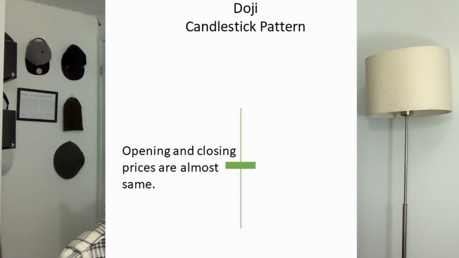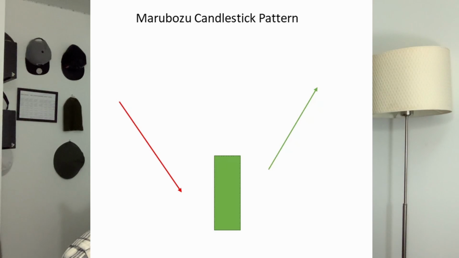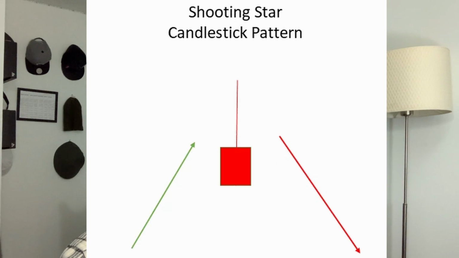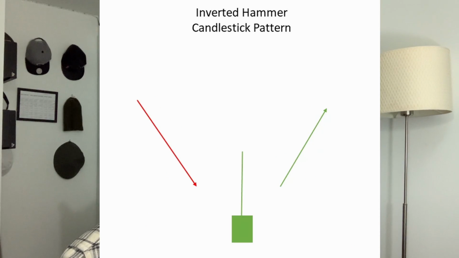So the first category would be single candlestick patterns. The second would be double candlestick patterns. And the third would be triple candlestick patterns. So for a single candlestick pattern, those would include the doji, the marubozu, the shooting star, the hammer, and the inverted hammer. So I definitely recommend you guys do some research on these.